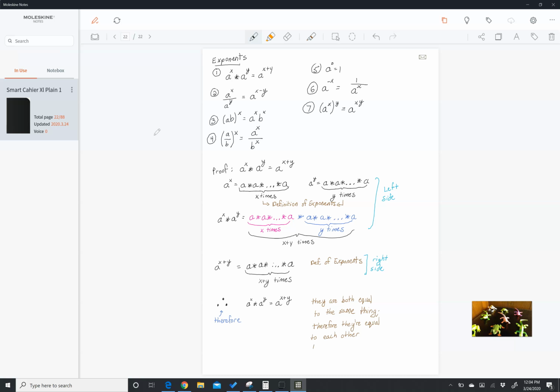Okay, this actually has a name. It's called the transitive property. So you don't always have to write out this whole thing. You would just say transitive property.